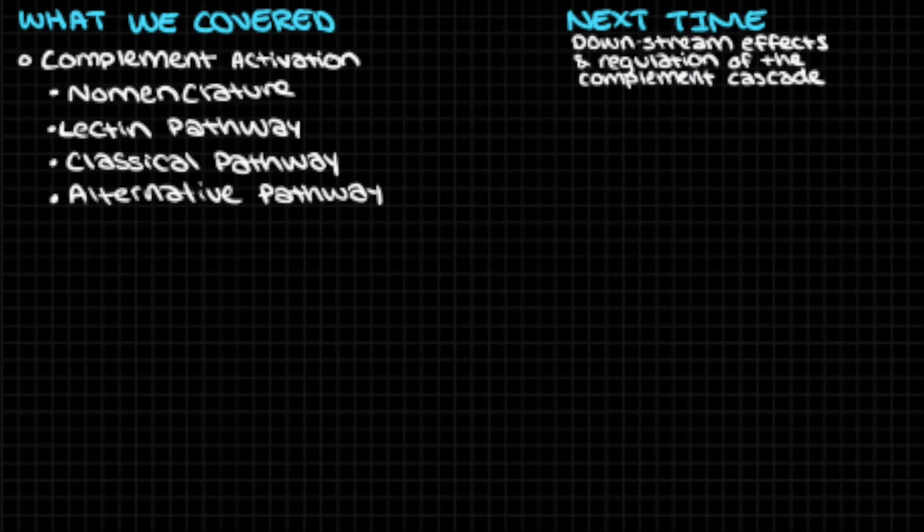So that just about wraps up our first video on the complement system. We discussed the nomenclature used to describe the different proteins of the complement system and the 3 different pathways that exist to activate it: the lectin pathway, the classical pathway, and the alternative pathway. In our next video, we're going to discuss the further downstream effects and regulation of the complement cascade.